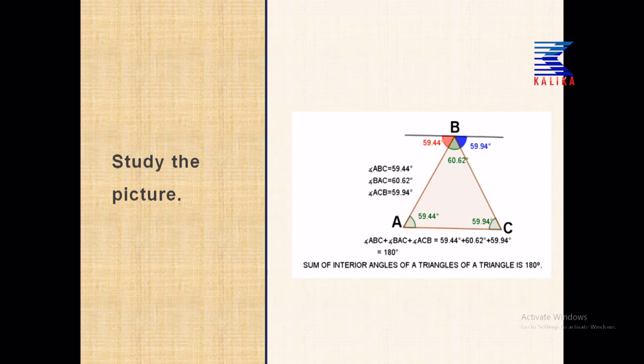The sum of interior angles of a triangle is 180 degrees. In the text down there I have written triangle 2 times, it was a typing mistake. Anyway, you can see again here 3 different angles, 3 different measurements. One angle is 59.44, another angle is 60.62, another angle is 59.94 degree, and again we got the sum of these 3 angles equal to 180 degree.